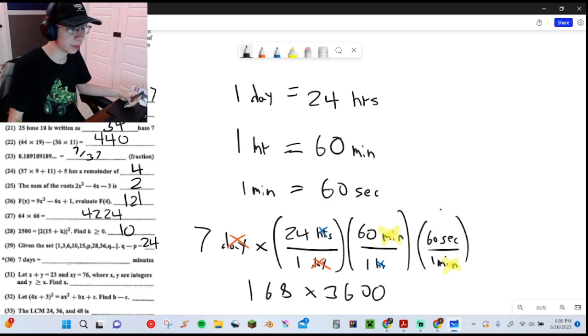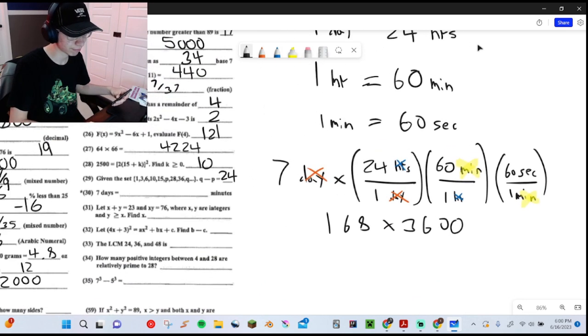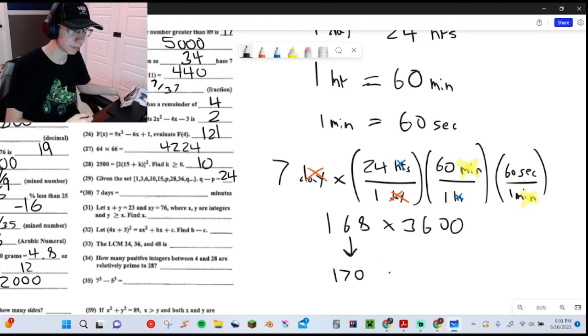What I can do is round, because again, this is an estimation question. I can get away with rounding. So I'm going to round this number. You don't want to round too much. I'm going to round it to 170, and I'm going to keep this 3600.